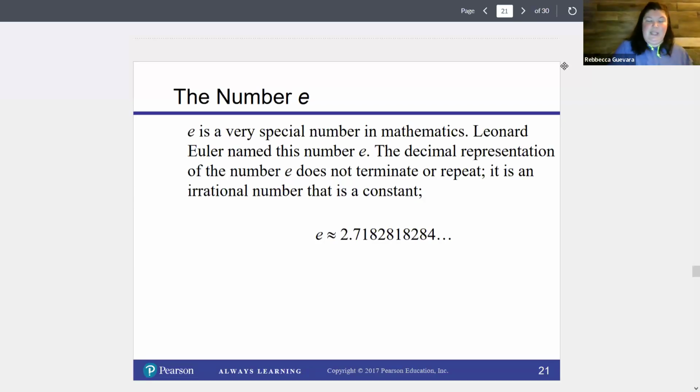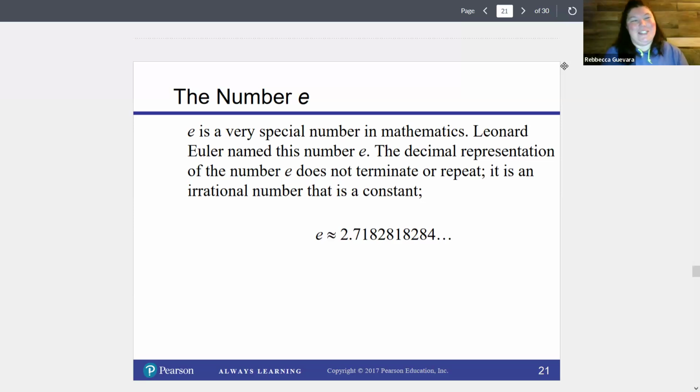Okay, so e. e is a very special number in mathematics. It came about from a guy named Leonhard Euler, who was a very prolific mathematician. He died in his 90s working on trying to solve a proof. Just so you know, that's how prolific he was.